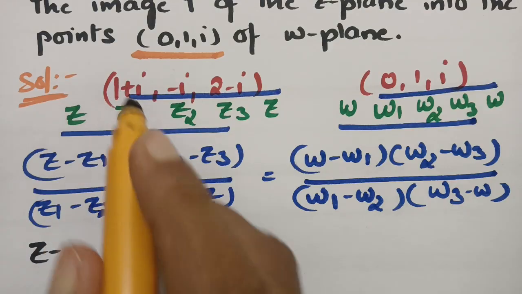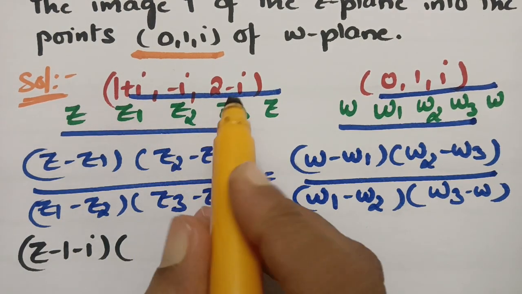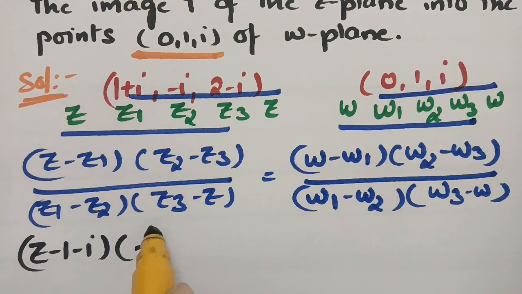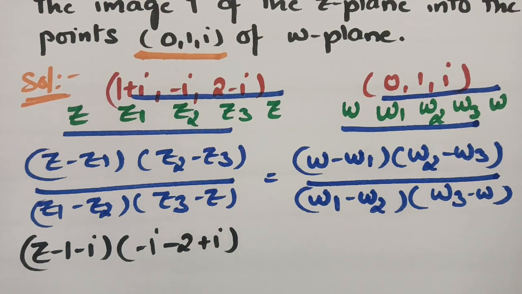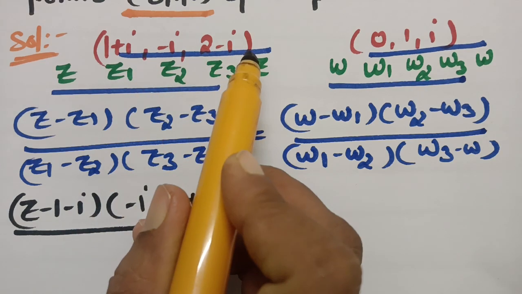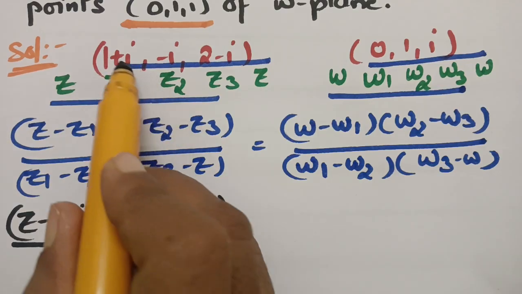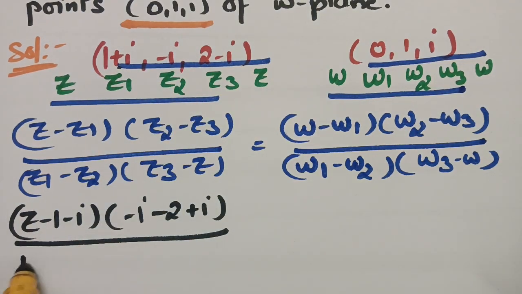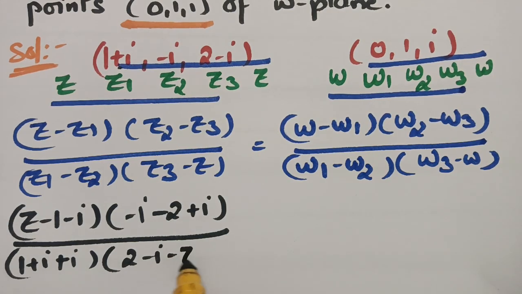See, this will be z minus. What is z1 here? This one is z1. So this is minus 1 minus i after subtracting. What is z2? z2 is minus i, so this will be minus 2 plus 2. Clear? Divided by. So now we have to take all these 4 points here. This is z1 minus z2. I have to substitute z1 minus z2: this will be 1 plus i minus, so this is minus i, so this will be plus. And the next one z3 minus z, so this is 2 minus i minus z.